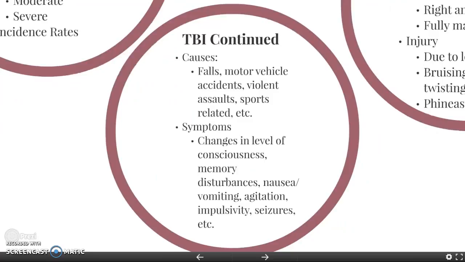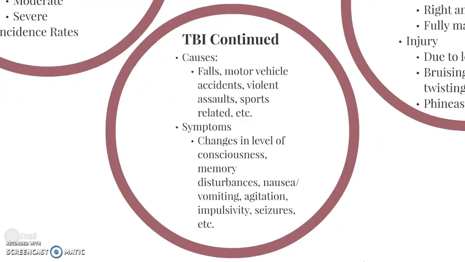There are many causes of a TBI, but some of the most common ones include falls, motor vehicle accidents, violent assaults, or sports-related injuries. There are also a large number of symptoms that can be seen within a traumatic brain injury, including changes in level of consciousness, memory disturbances, nausea and vomiting, agitation, impulsivity, seizures, and many more.